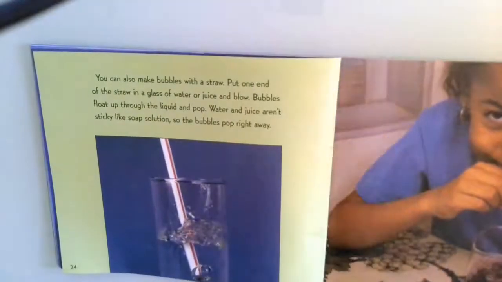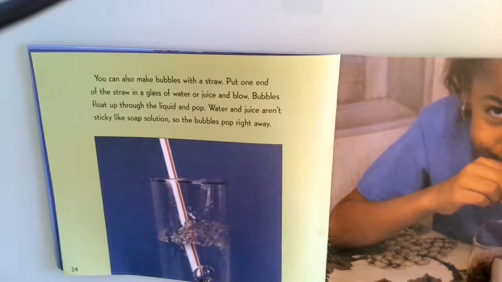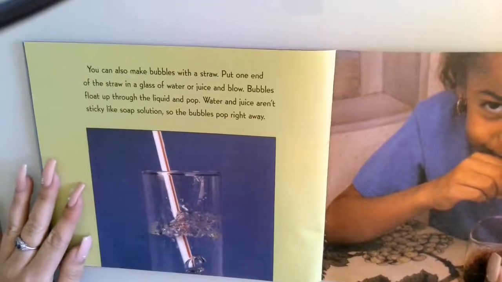You can also make bubbles with a straw. Put one end of your straw in a glass of water or juice and blow. Bubbles float through the liquid and pop. Water and juice aren't sticky like soap solution, so the bubble pops right away.